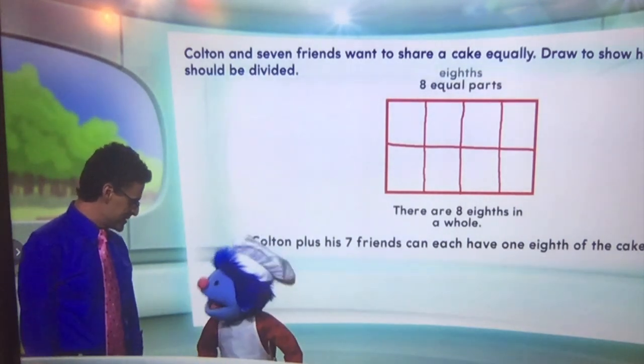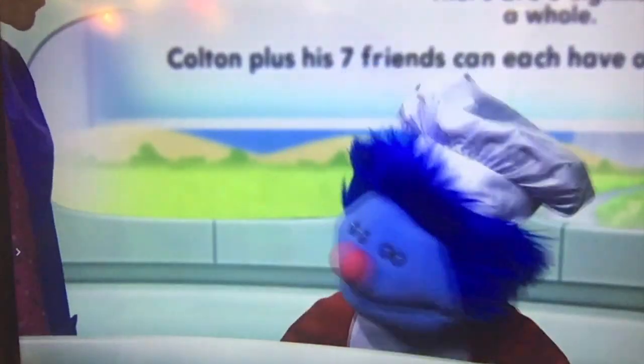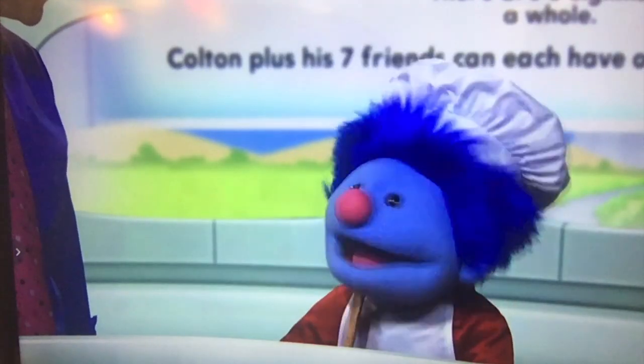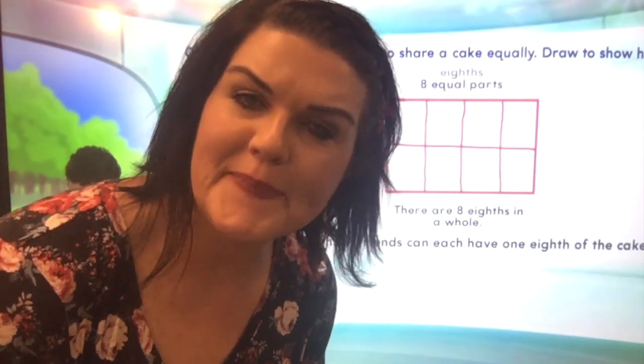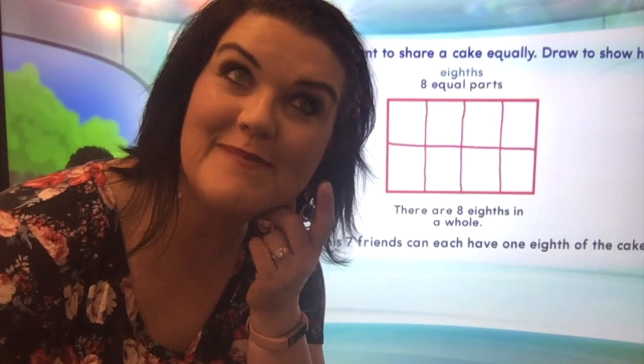So, Chef, everyone gets a piece. So Chef Joey, did you like that? I loved it and it made me kind of hungry. I would really like to be Colton's friend right now. I think cake sounds really good. Maybe I'll make a cake today.